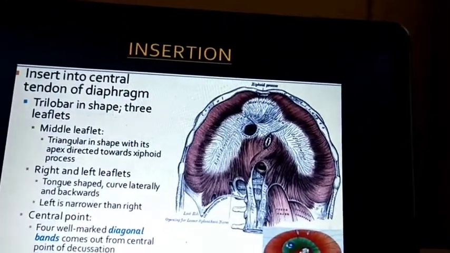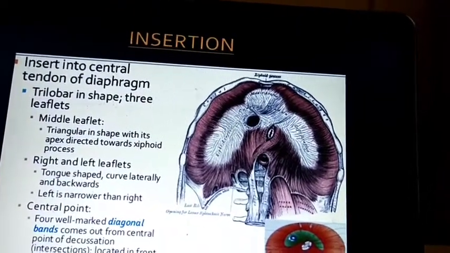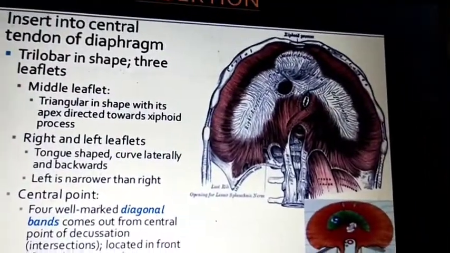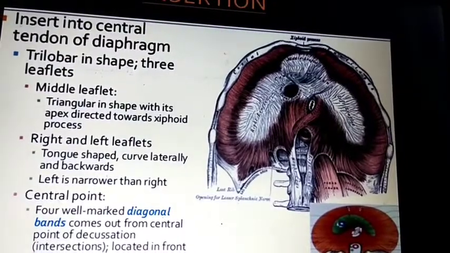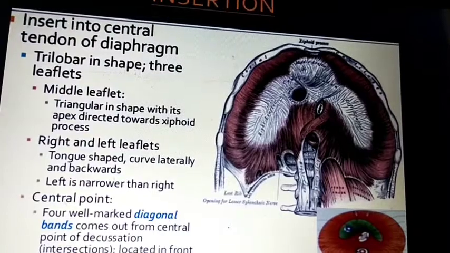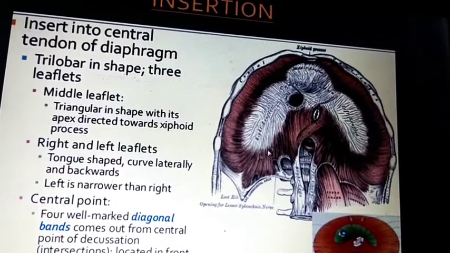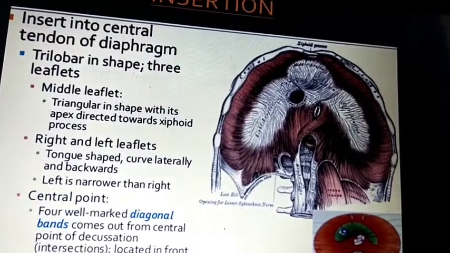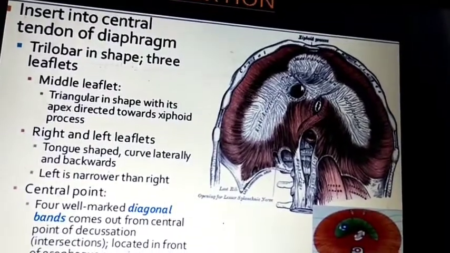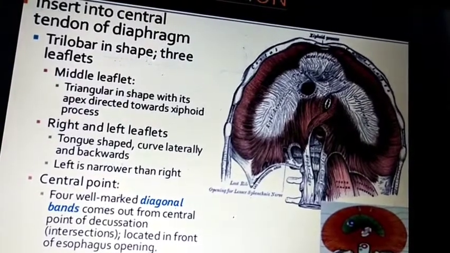The insertion is into the central tendon of the diaphragm. It is trilobar in shape, or three leaflets. You can see here there are three leaflets. I already told you, this is one leaflet, this is another leaflet, and this is another leaflet. This is the middle leaflet, this is the right lateral leaflet, and this is the left leaflet. Like that there are three leaflets, and this is the central tendon. That is why it is said to be trilobar in shape.